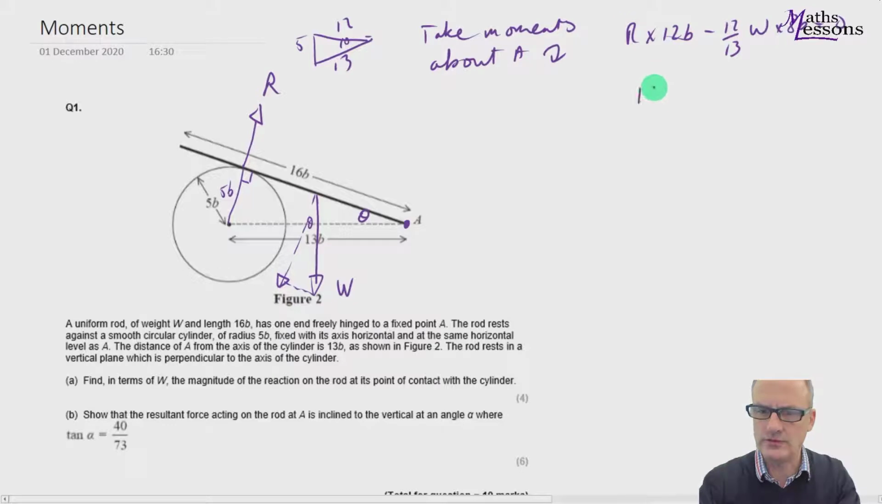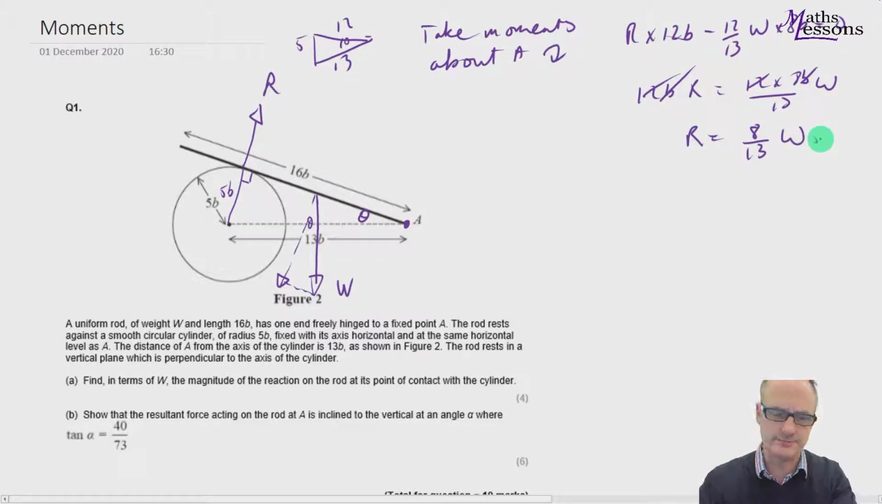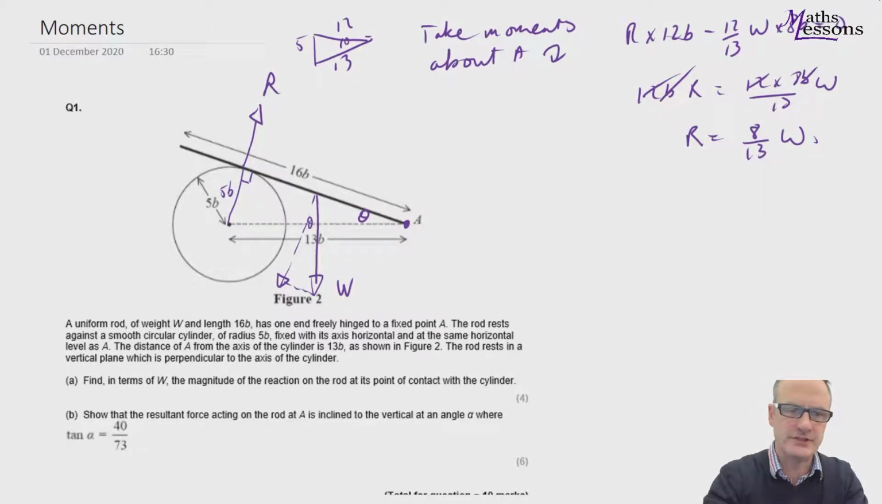So therefore we've got 12b lots of R will equal 12 times 8 over 13 lots of W. Sorry, don't forget my b. Cancel out your b's, cancel out your 12s, and you'll see that R equals 8 over 13 W. Now that was the easy part of the question.